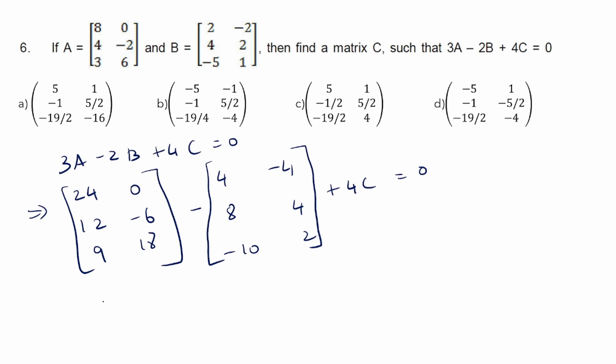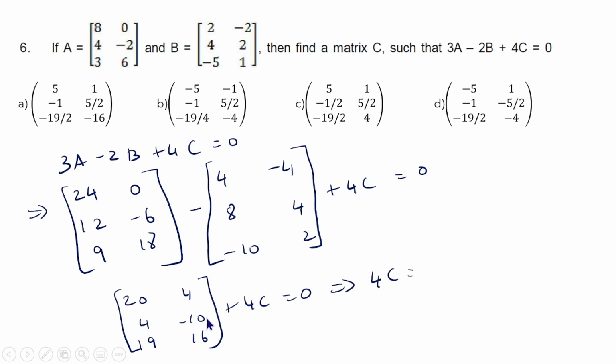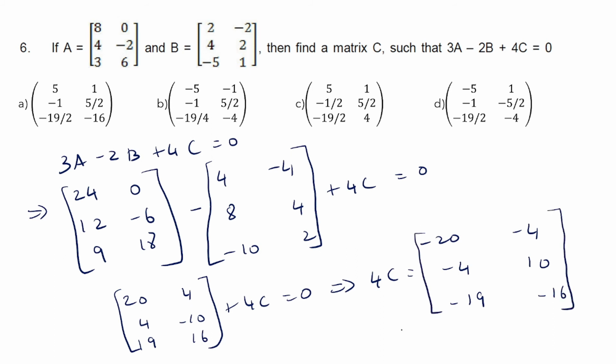Or here if we simplify, we get 20, 4, 4, minus 10, 19, 16, plus 4C equal to 0, or we have 4C equal to negative of this matrix. So 4C equal to minus 20, minus 4, minus 4, 10, minus 19 and minus 16. So we have C is equal to 1 by 4 into this matrix.